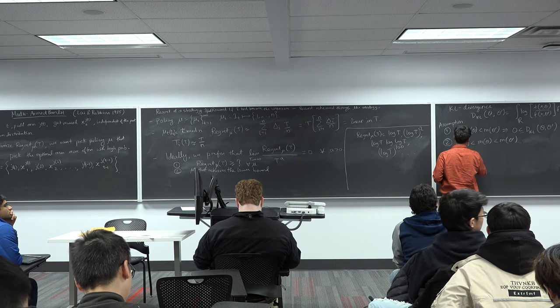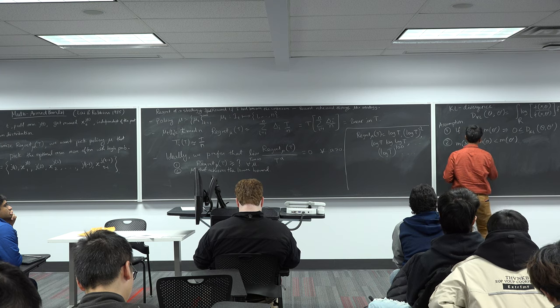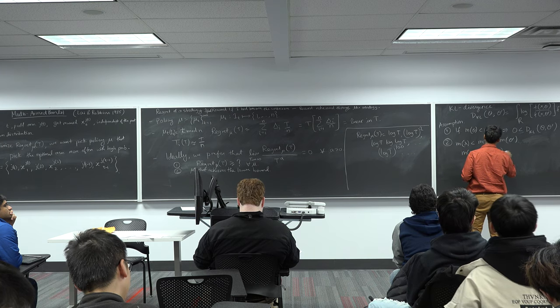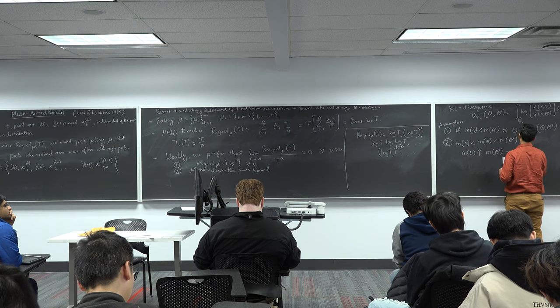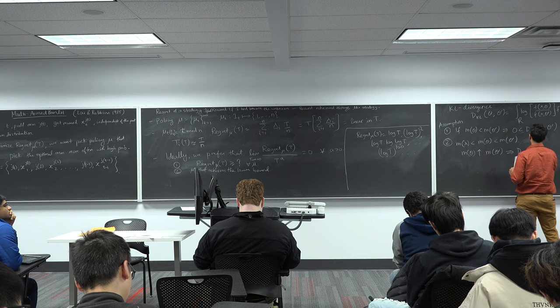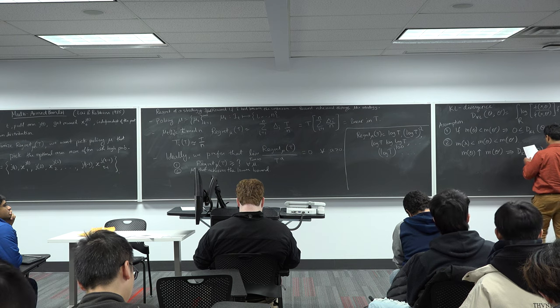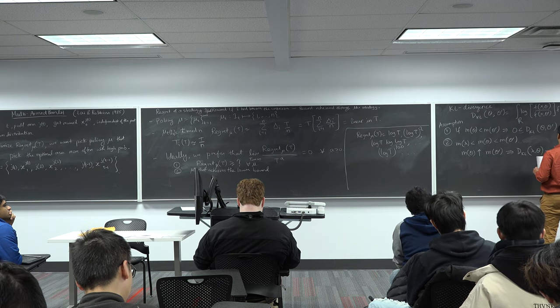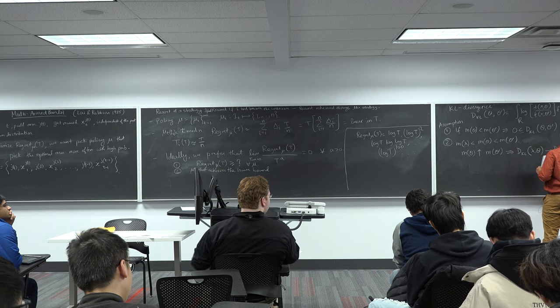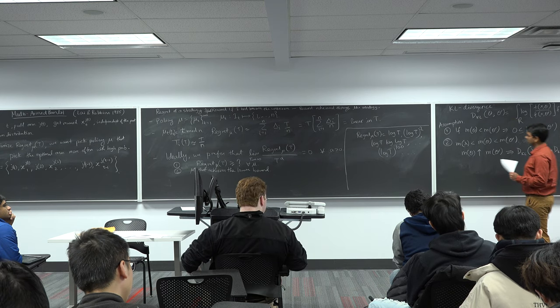The second assumption: if m(theta) converges to m(theta prime), this should imply that D_KL(lambda, theta) should converge to D_KL(lambda, theta prime).